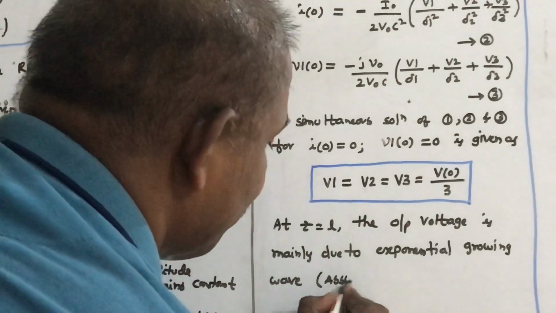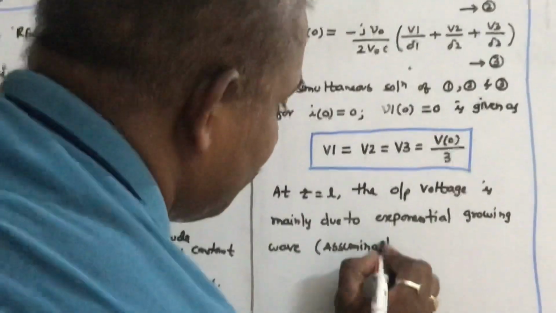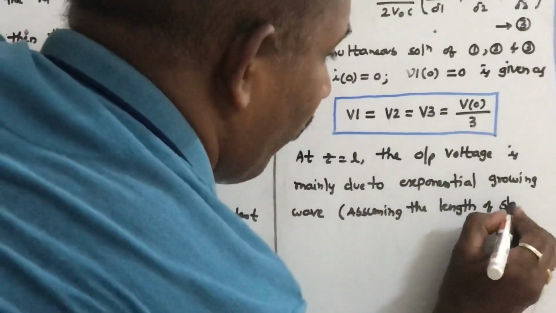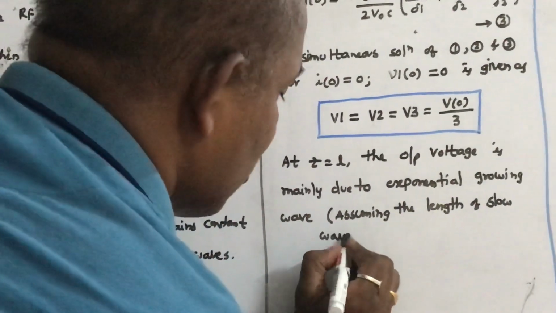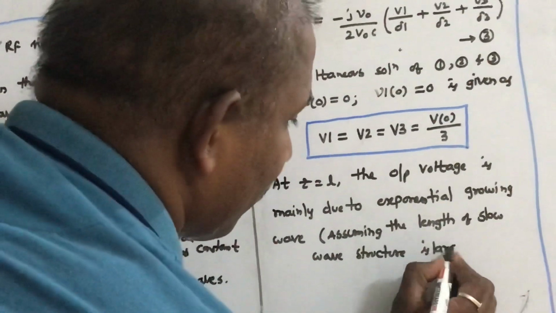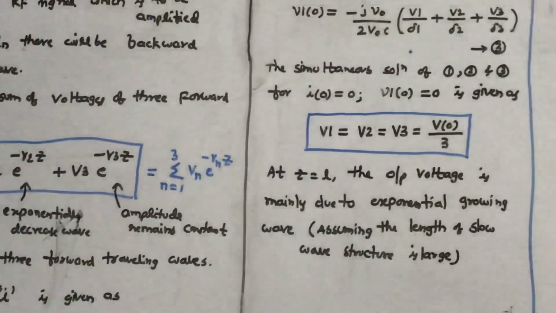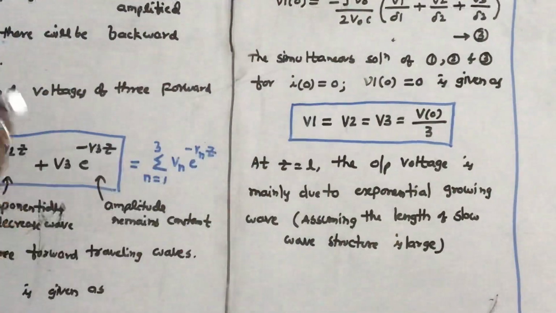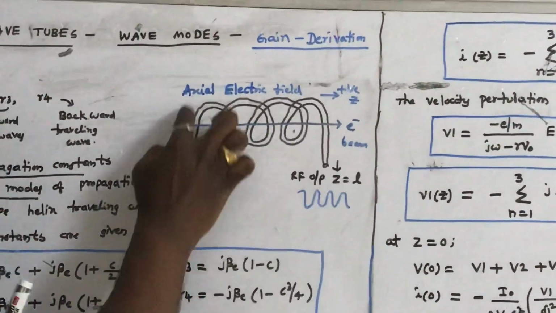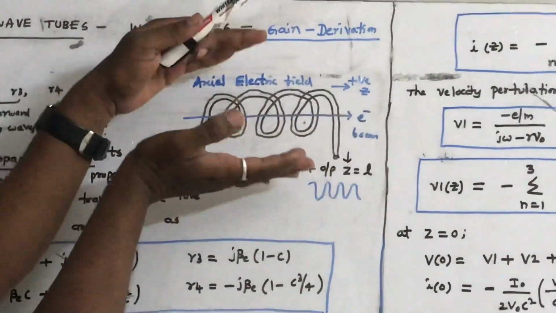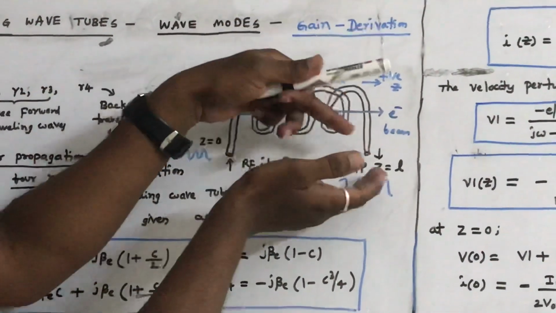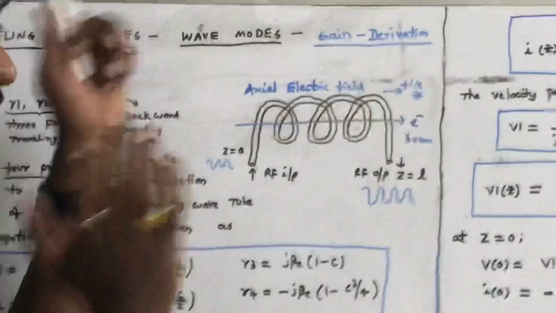Assuming that the length of the slow wave structure is large, you can see that the output at Z is equal to L is mainly due to the first forward traveling wave, which is growing exponentially. So that voltage is nothing but the output voltage at Z is equal to L.